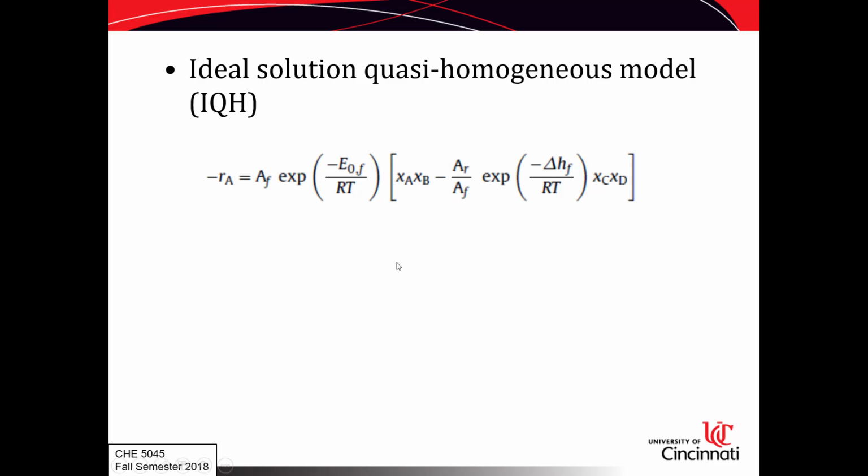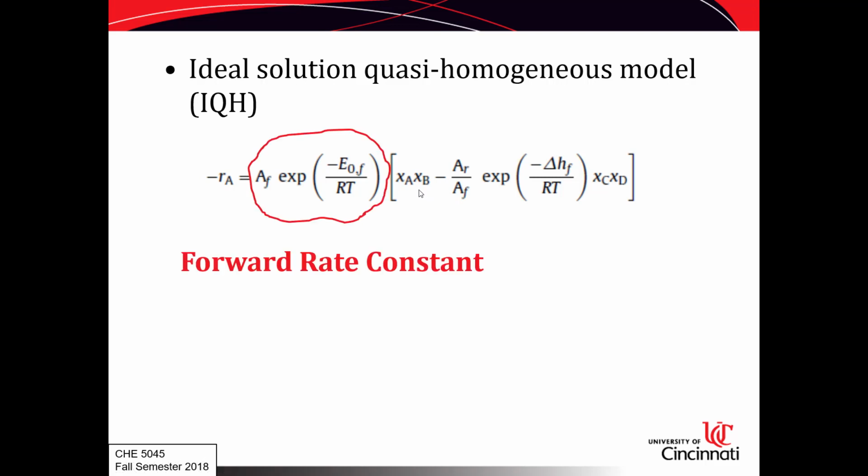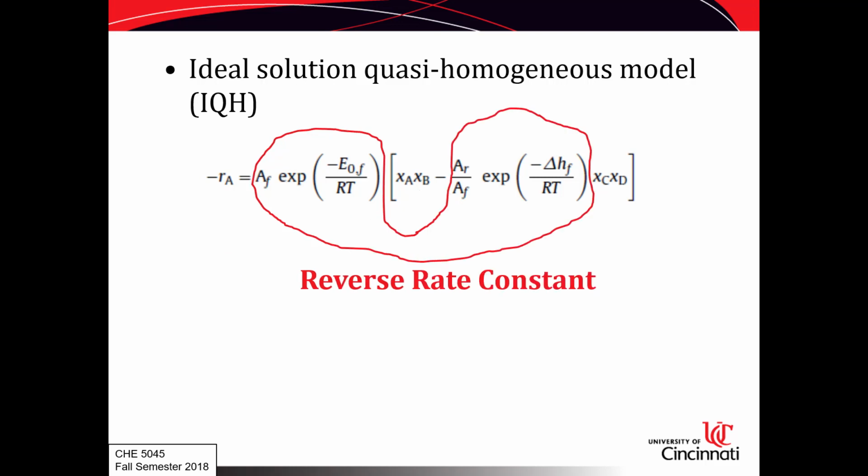You'll note here that I'm using mole fractions rather than concentrations. But other than that, this works pretty much like conventional reaction kinetics you've seen before. This first term here, the AF exponential minus E over RT, that's really just the forward rate constant in Arrhenius form. And then the product of that forward rate constant times this A reverse over A forward times this exponential is the reverse rate constant for the system.